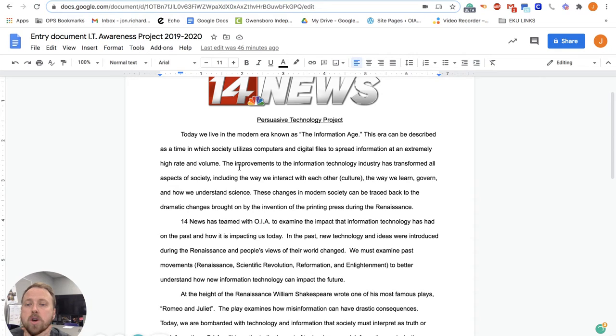It says, today we live in a modern era known as the information age. This era can be described as a time in which society utilizes computers and digital files to spread information at an extremely high rate and volume. The improvements to the information technology industry have transformed all aspects of society, including the way we interact with each other, our culture, the way we learn, govern, and how we understand science. These changes in modern society can be traced back to the dramatic changes brought on by the invention of the printing press during the Renaissance.